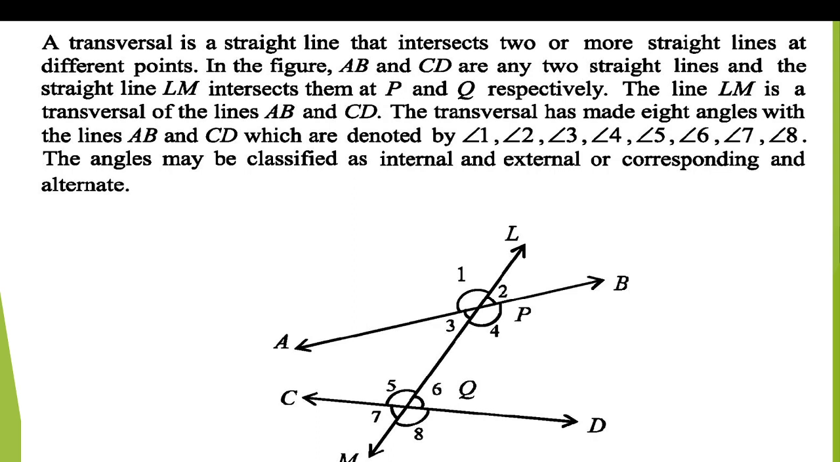The transversal has made 8 angles with the lines AB and CD, which are denoted by angle 1, 2, 3, 4, 5, 6, 7, 8. So we got 8 angles. The angles may be classified as internal and external, or corresponding and alternate angles.